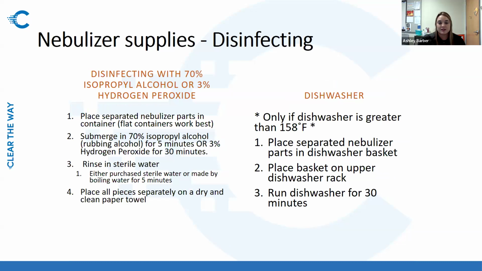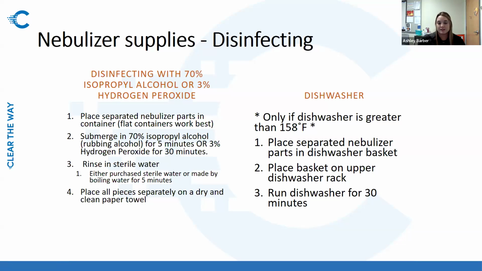And you can disinfect with isopropyl alcohol or 3% hydrogen peroxide. So you would do this by placing the separated nebulizer parts in flat containers or any container, but we just find that flat containers work best as you don't need as much liquid to submerge. So you would submerge in the 70% isopropyl alcohol or rubbing alcohol for 5 minutes or hydrogen peroxide for 30 minutes. We just have to be mindful of those time differences. I know they're together, but 5 minutes for the alcohol and 30 minutes for the hydrogen peroxide.